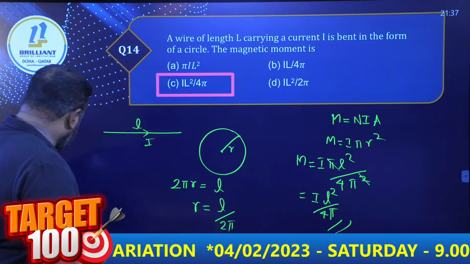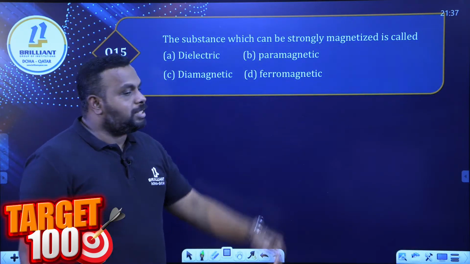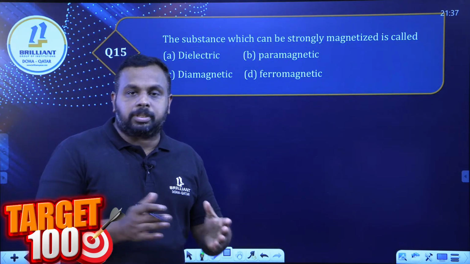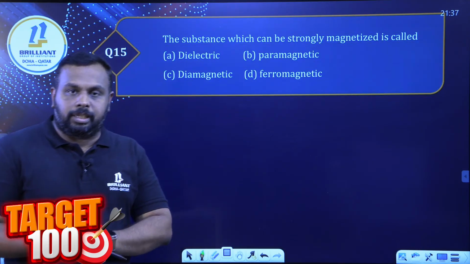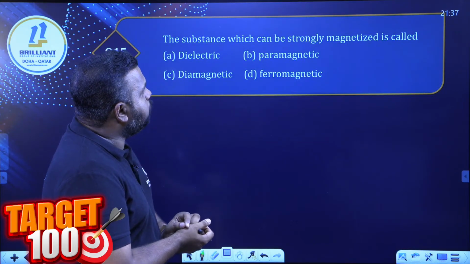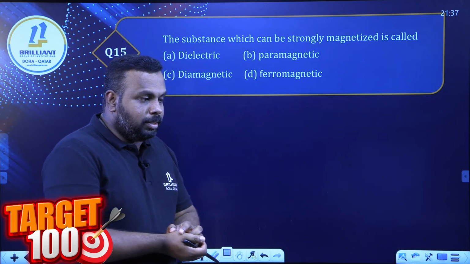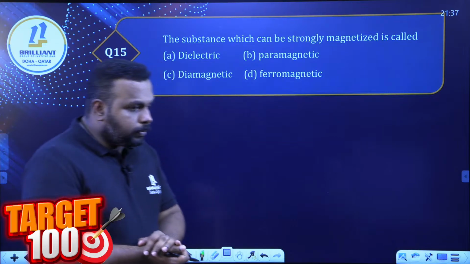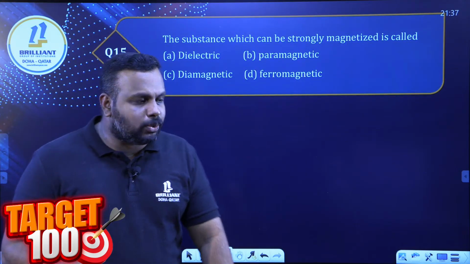Question number 15. Now you can see this is a question from the next chapter, magnetism and matter. In this chapter, you know that most of the topics, especially the Earth's magnetic field part, are deleted. So you can easily score marks from it. The substance which can be strongly magnetized is called. Very simple. Yes, comment your answers.